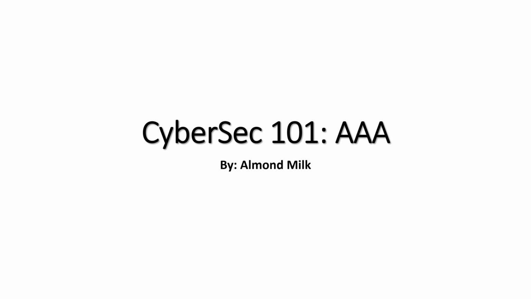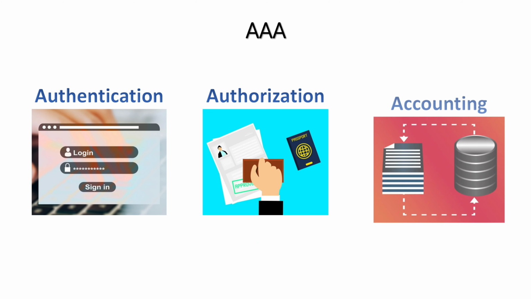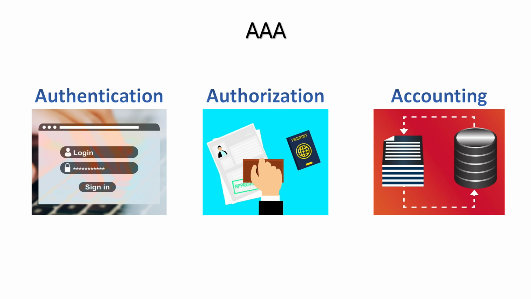In this video, we will be discussing what the AAA is in cybersecurity. AAA is a security framework that determines access to system resources, enforces policies, and audits usage. It stands for Authentication, Authorization, and Accounting, which help screen, manage, and log users when they access a network or system.